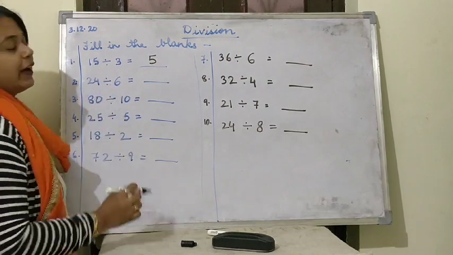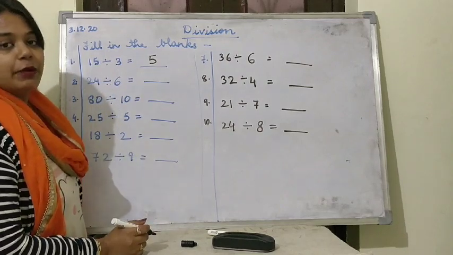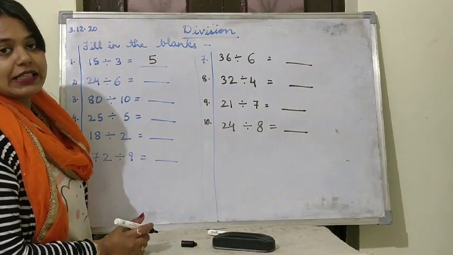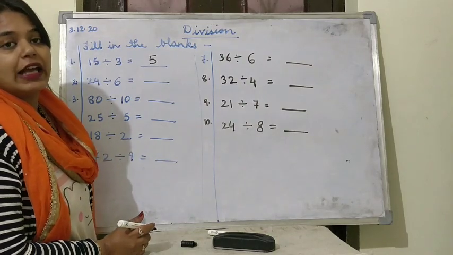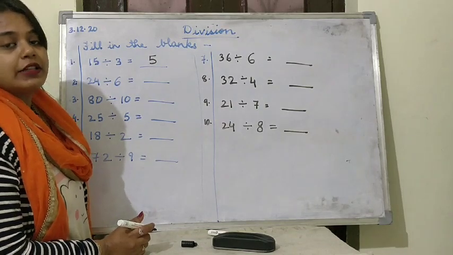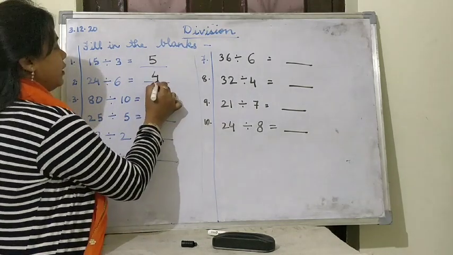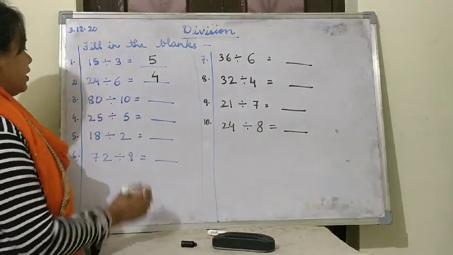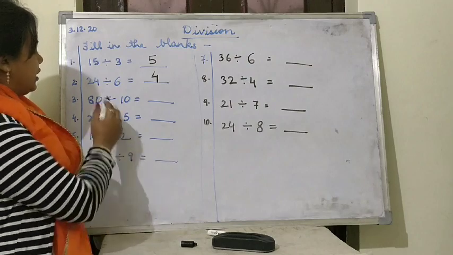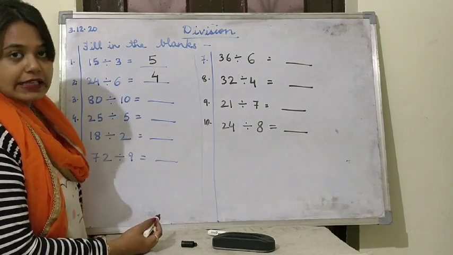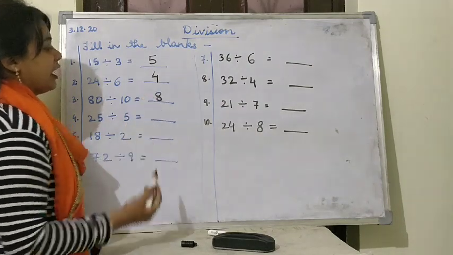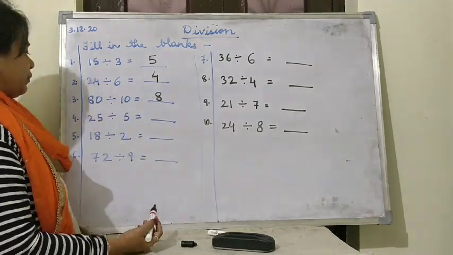Now 24 divided by 6. In the table of 6, 24 comes in how many times, boys? 6 1s are 6, 6 2s are 12, 6 3s are 18, 6 4s are 24. Right? So here it will be 4. Now, 80 divided by 10. So, 80 comes in the table of 10. Yes. By how many times? 8 times. So the quotient or the answer is 8.